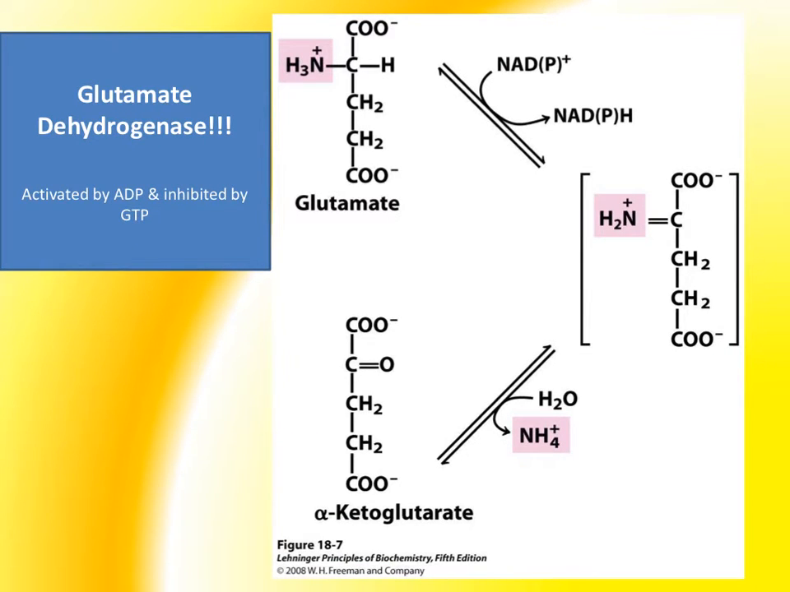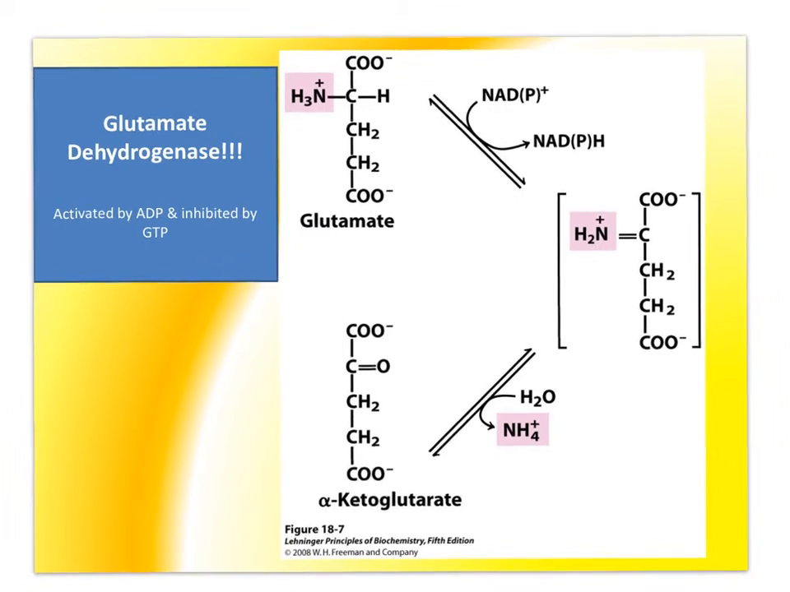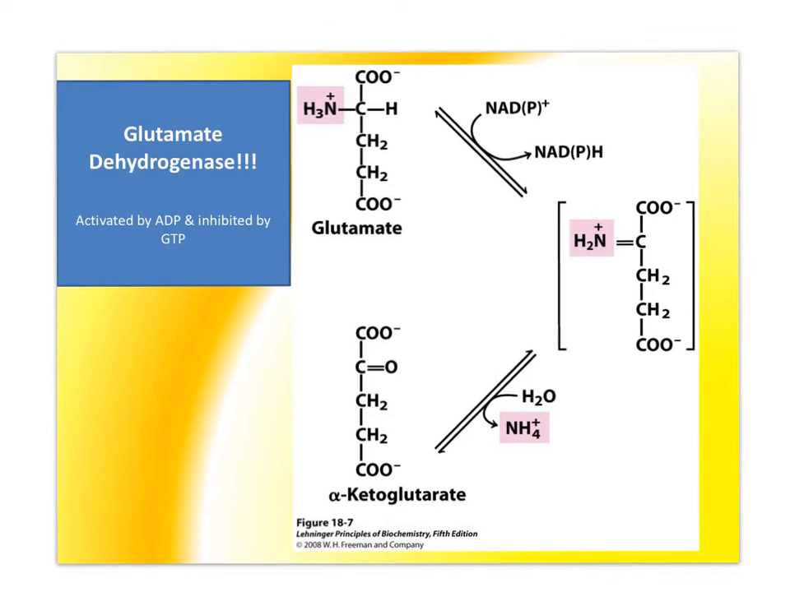Oh, and then it should also make sense what activates it and what inhibits it. Like, does it make sense that this enzyme would be activated if ADP concentrations get too high? Where did the ADP come from? ATP. That means we've been breaking down ATP. And this one's actually inhibited by GTP. And remember, GTP is a lot like ATP. So if you have a lot of GTP around, that means you've got a lot of energy already.